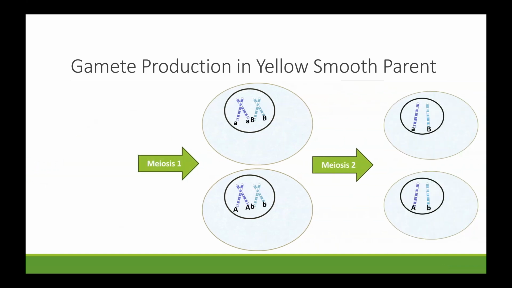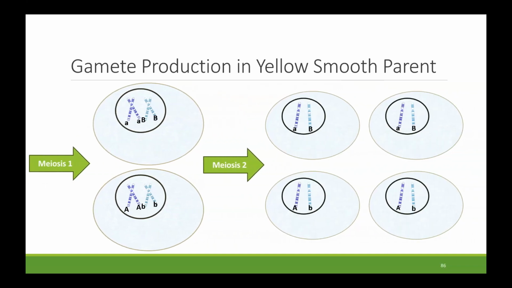And if this is the case, then when these cells undergo meiosis II, the sister chromatids will separate and you end up with a set of gametes. They're still haploid, but they have a different set of alleles in them. So now we've got a little a with a big B for the top two and a big A with a little b for the bottom two.